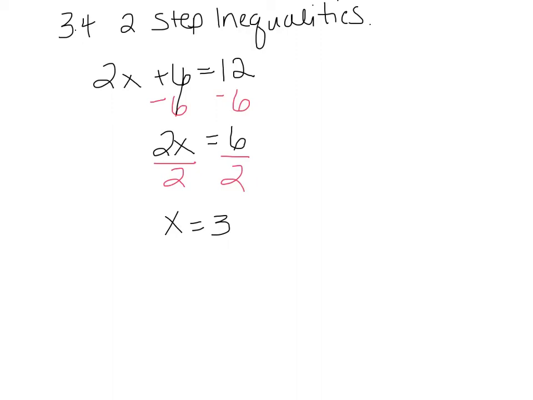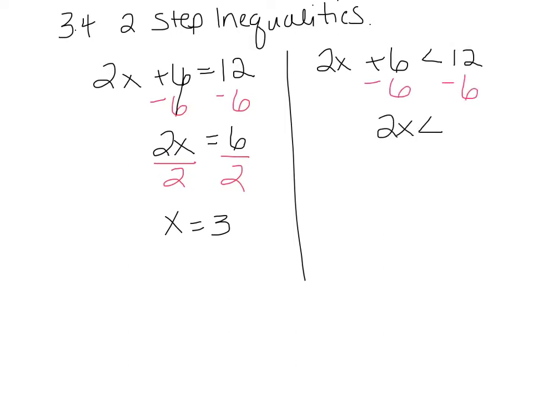Alright, let's do the same problem, but this time let's do an inequality. So let's do 2x plus 6 is less than 12. Again, the same thing. First we want to get the 2x by itself. So I need to get rid of the 6. What is 6 doing? It's plussing. It's the opposite of addition. The inverse of addition is subtraction. So minus 6, minus 6.